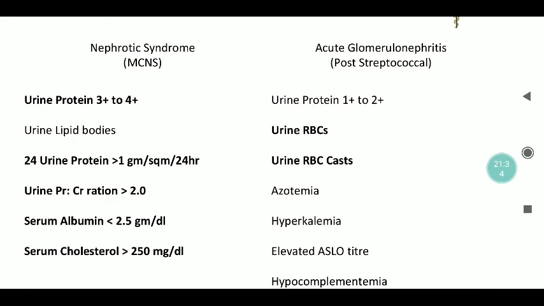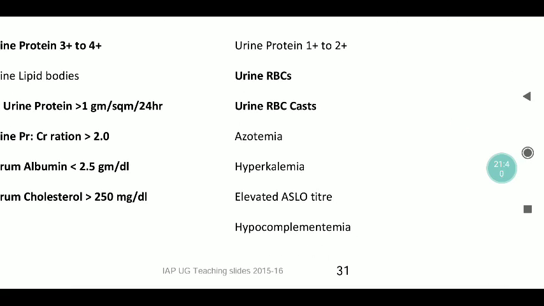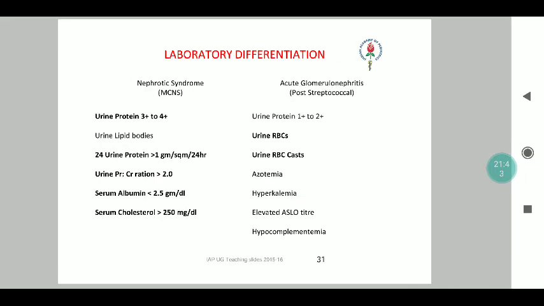Subsequently, acute glomerulonephritis: protein of 1 plus to 2 plus will be there, with the presence of urine RBC and casts, azotemia, hyperkalemia, and elevated ASLO.